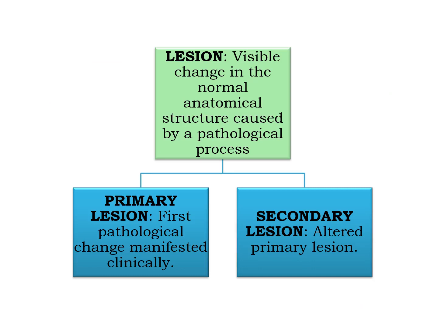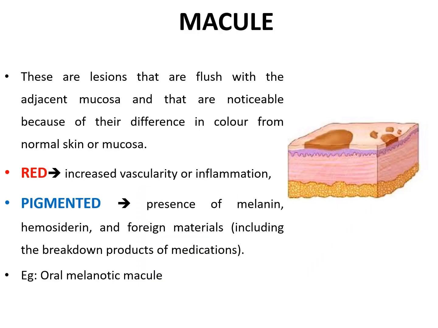A lesion is a visible change in the normal anatomical structure caused by a pathological process. A primary lesion is the first pathological change that is manifested clinically, and a secondary lesion is an altered primary lesion. To begin with, a macule.